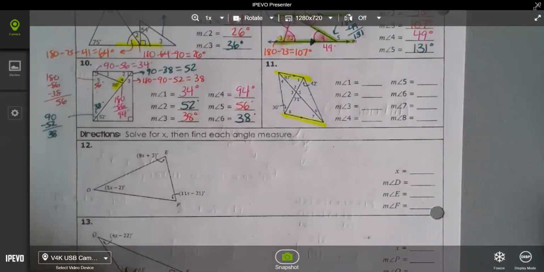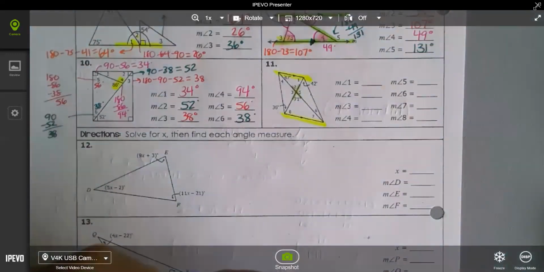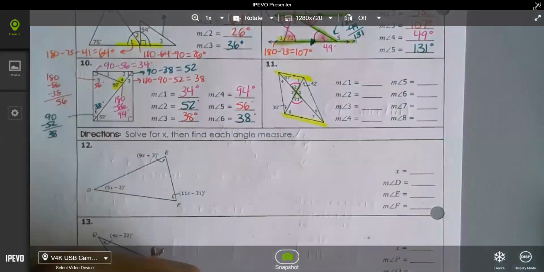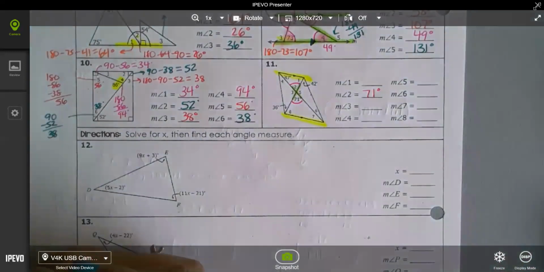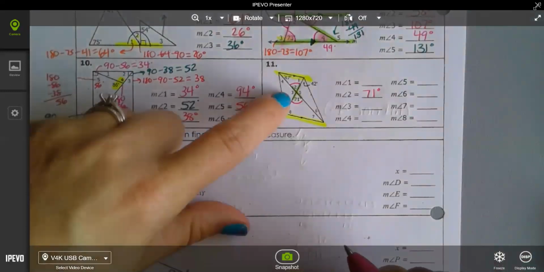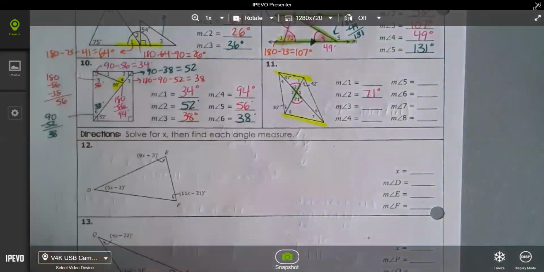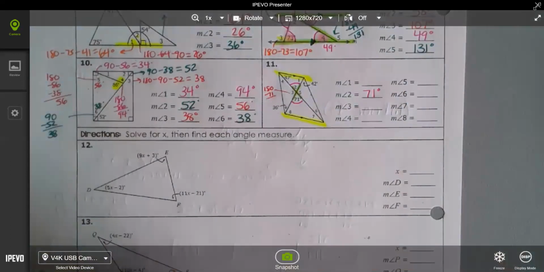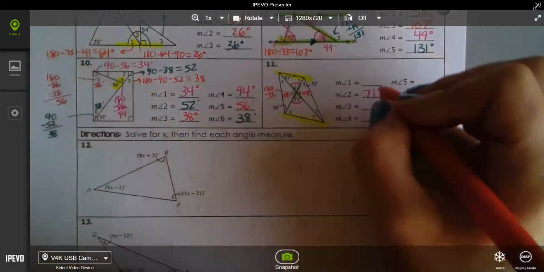Okay, so I also see an X in the middle of this diagram, which is going to give me some vertical angles. So what do I know? I know that 71 and angle 2 are equal to each other. So that's going to be 71 degrees on angle 2. I also know that 5 and 71 are a linear pair, which means that I can do 180 minus 71. And that gives me 109 degrees right here. And those are vertical angles, which means that 5 is also 109 degrees.